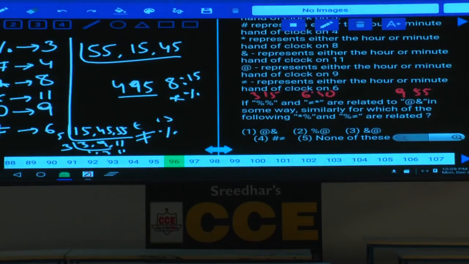Now 315 and 640 is related to 955. Then how can this be related to 955? The sum of these two. 3 plus 6 is 9, 15 plus 40 is 55.